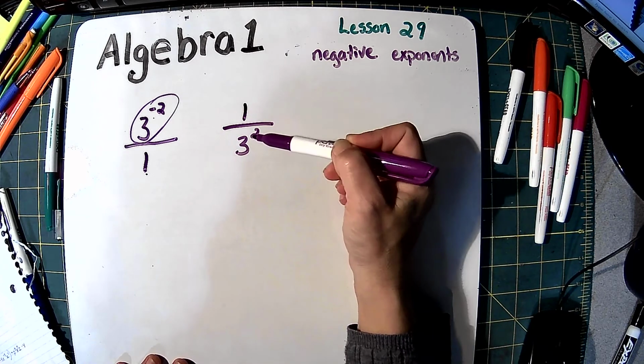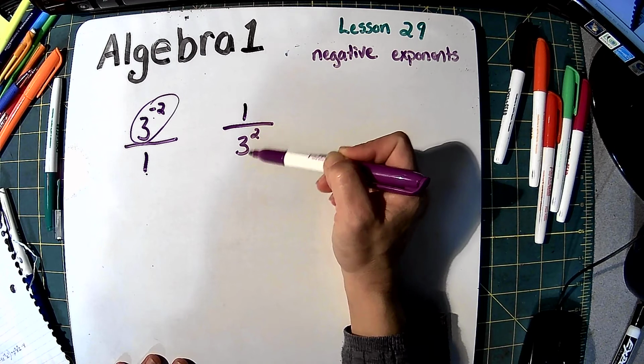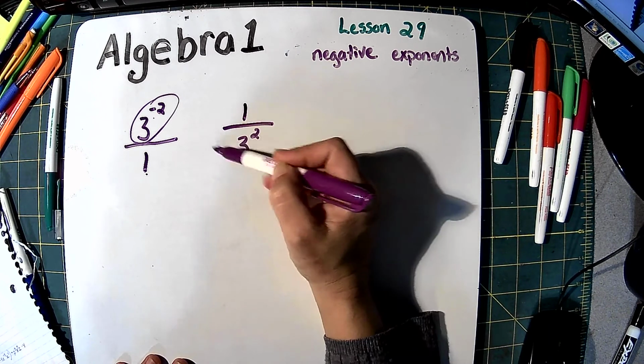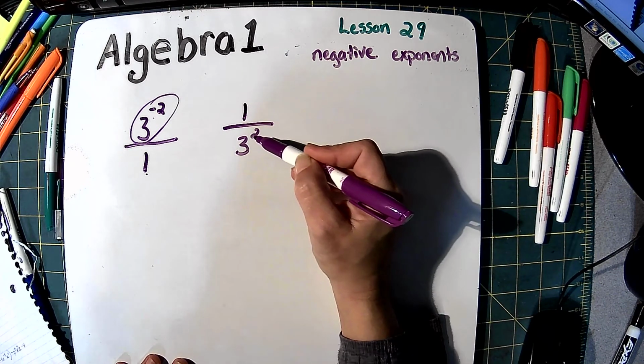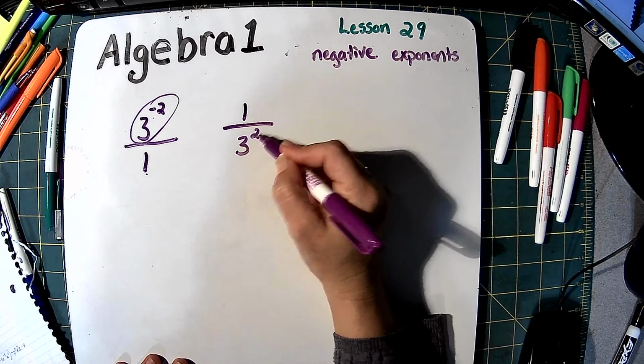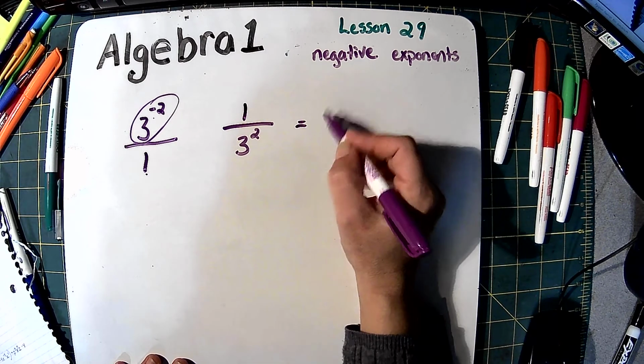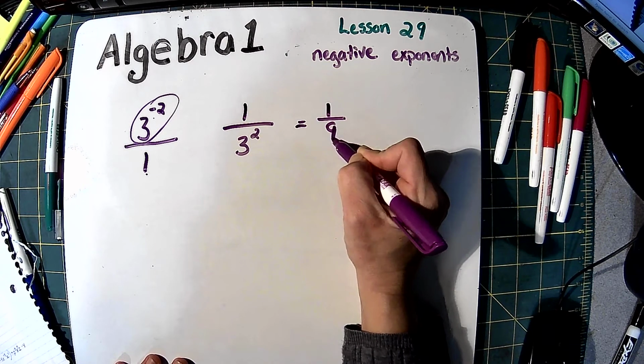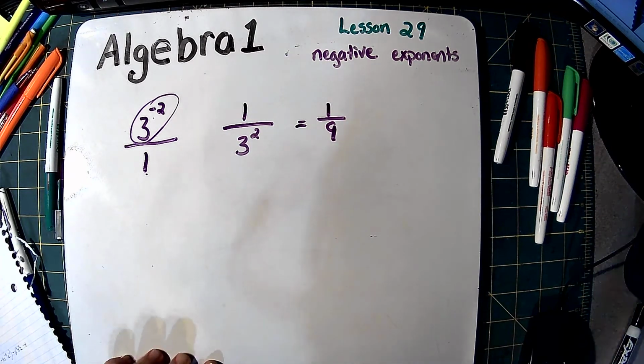So you can move a base and its exponent to the other side of the fraction, up or down, if you change the sign of the exponent. Okay, 3 squared would be 9, so the answer to that would be 1 over 9. Okay, let me do another one to show you.